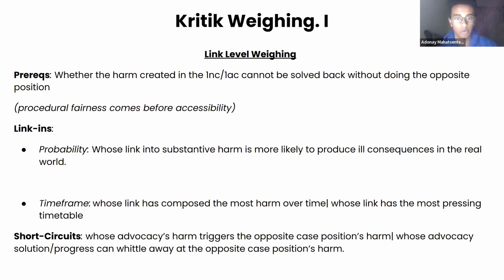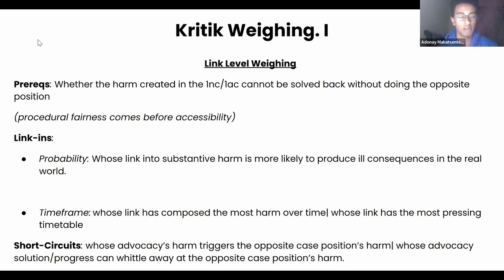So time frame, pretty simple. Which one has a more pressing timetable? So someone is going to die tomorrow versus someone's going to die in the next 3 years. And that's the same idea for a K. If society is going to collapse according to some neo-Marxist K, how long is it going to take for that to happen relative to the oppression of some minority, for example? Then it's also this idea of harm over time that a lot of Ks rely upon.